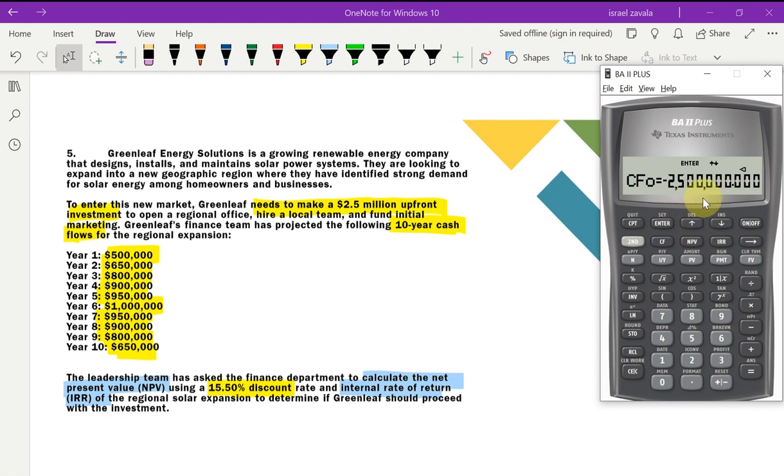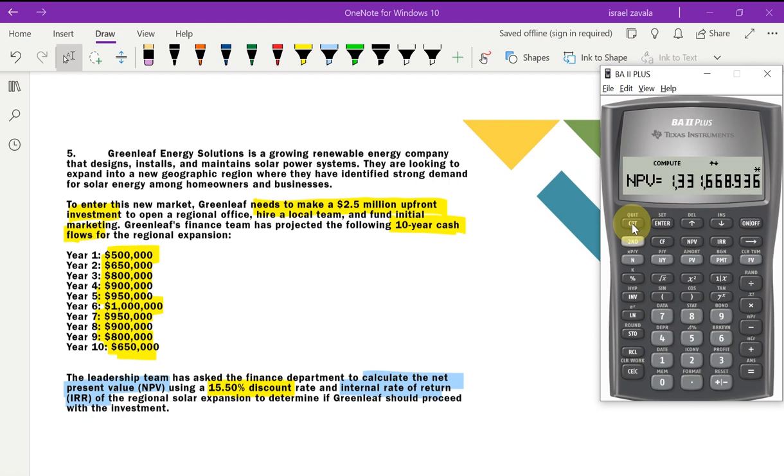Notice that it'll always cycle. 2.5 million. Year 1, 500,000. Year 2, 650. Year 3, 800. Year 4, 900. Then 950. Then $1 million. Then 950. 900. 800 and 650. Okay, so we have all our cash flows in. NPV is a 15.5% discount rate. I'm going to hit enter and down and then compute our NPV.